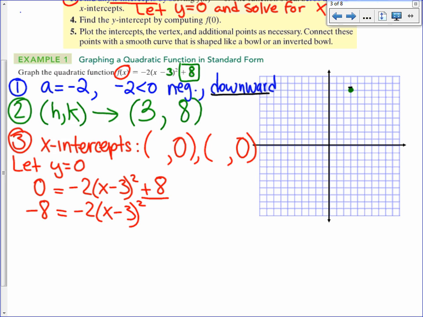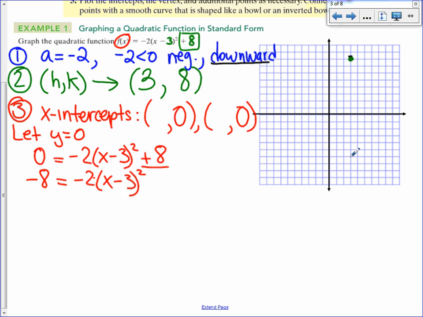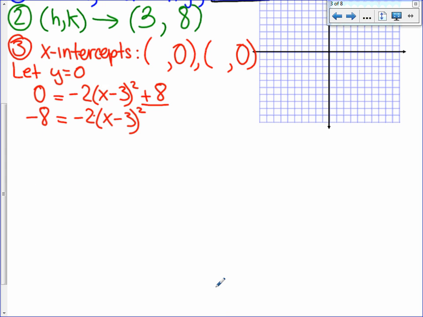Now we have -2, which is multiplying everything inside the parentheses, right? There's no sign in between them. So because of that, we're going to divide by -2, and we keep the negative sign. Now here, -8 divided by -2 is equal to +4.